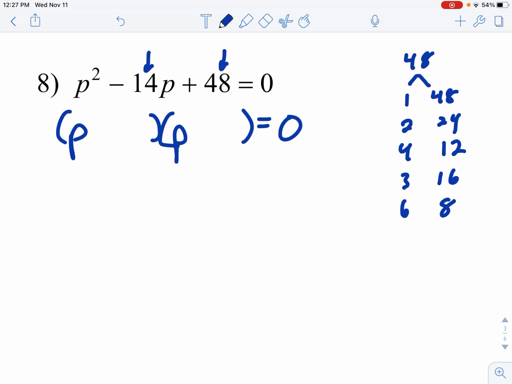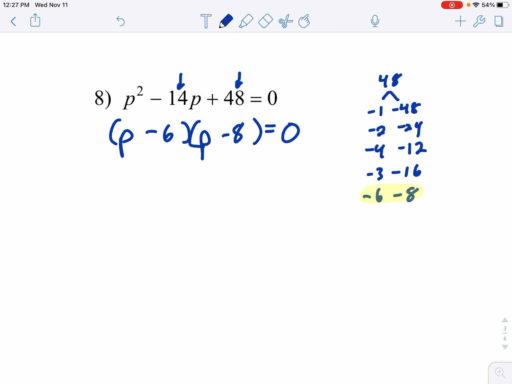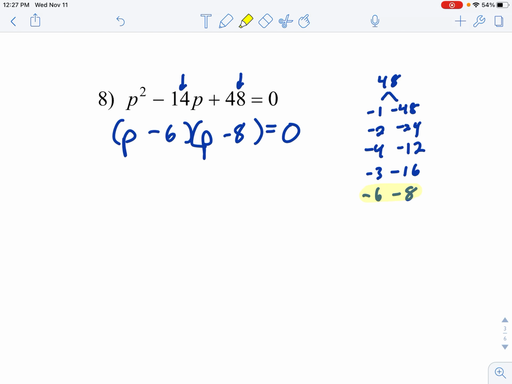And in order for them to multiply to positive 48 and add up to negative 14, I'd have to look at the cases where they're both negative. Negative times negative equals positive. So which pair of those adds up to negative 14? It's going to be right here, negative 6, negative 8. Negative 6, negative 8.